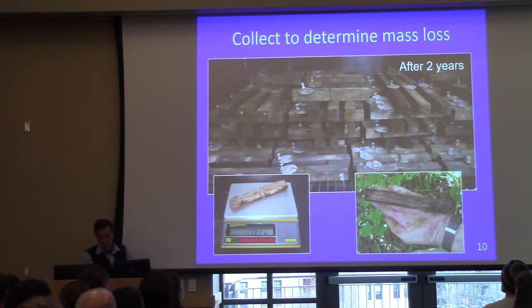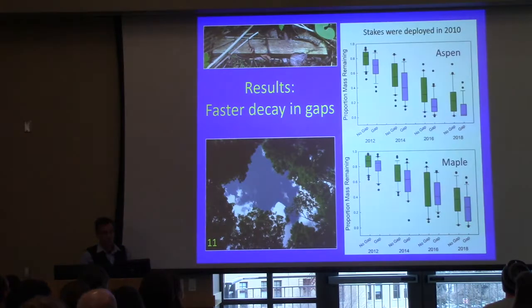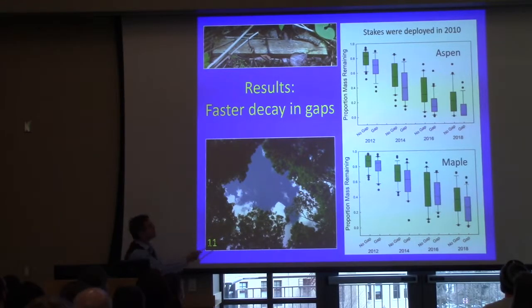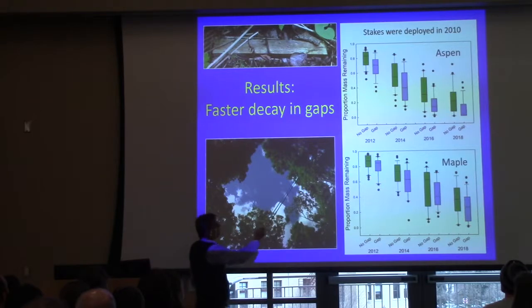This is making sense. So let's look at some specific results. There's a lot of information here. Let's go through this step by step. So these are gaps created in a hardwood forest in Wisconsin. These are experimentally created gaps, right? And these are decay rates. So let me explain this.